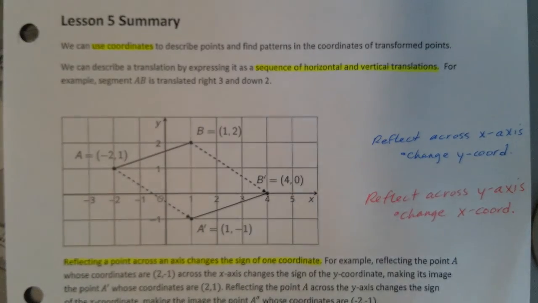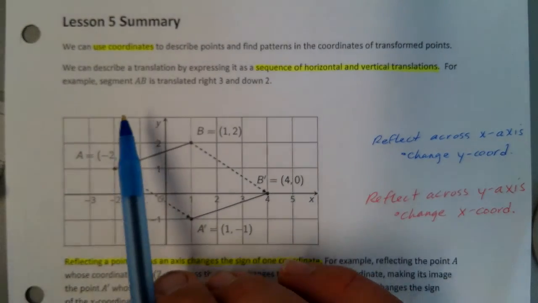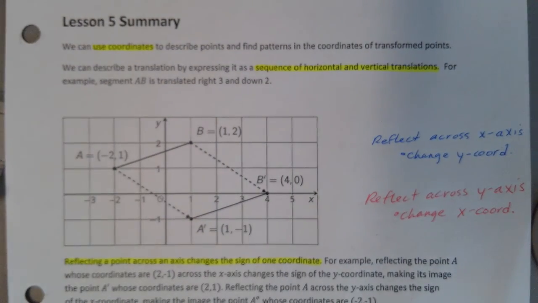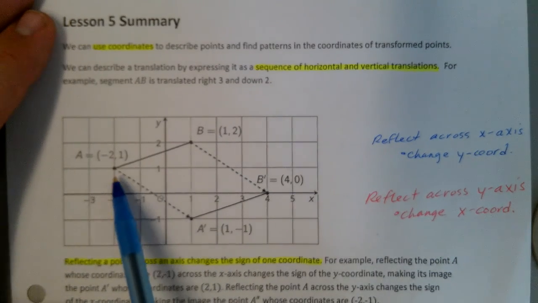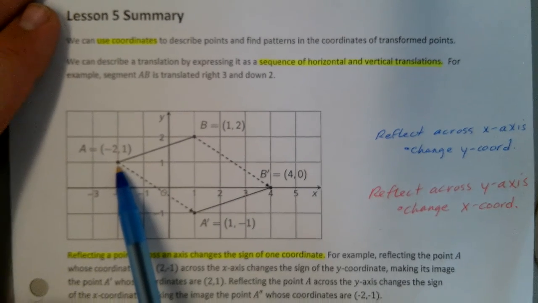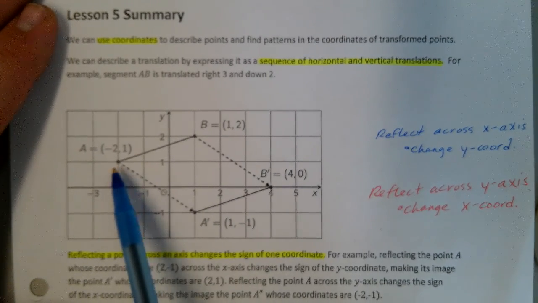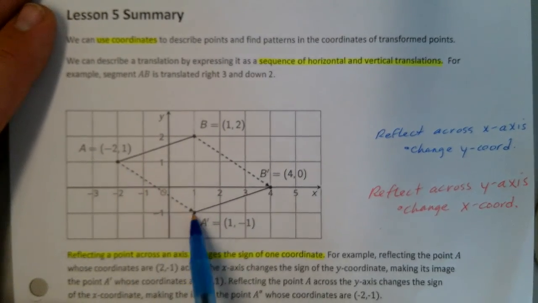All right, let's go ahead and wrap it up. To summarize, today what we talked about is we can use coordinates to describe points and find patterns in the coordinates to do different transformations. We described that a translation is expressed by a sequence of horizontal and vertical translations. For example, segment AB is translated right, 3 and down. We've talked about that in past, but we're also talking about that we can translate along a vector from a single point to a single point.